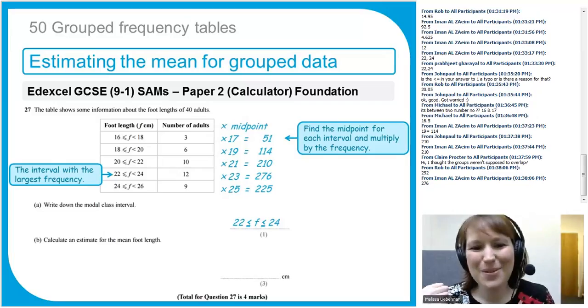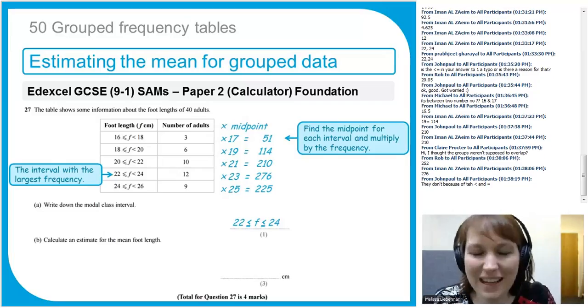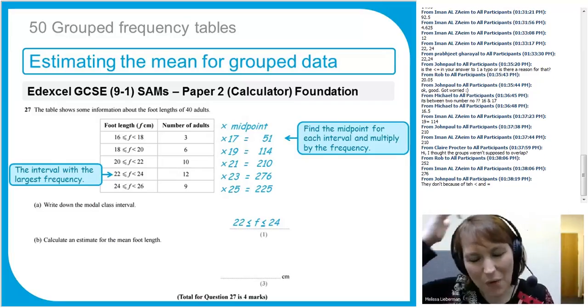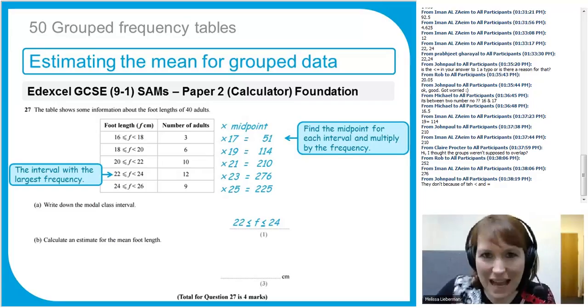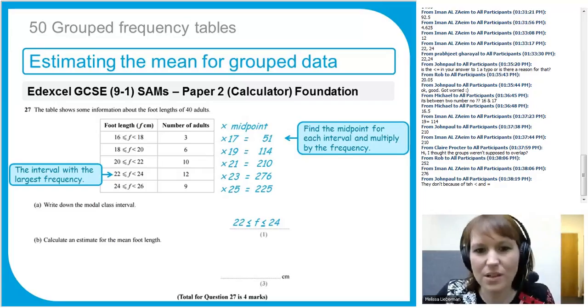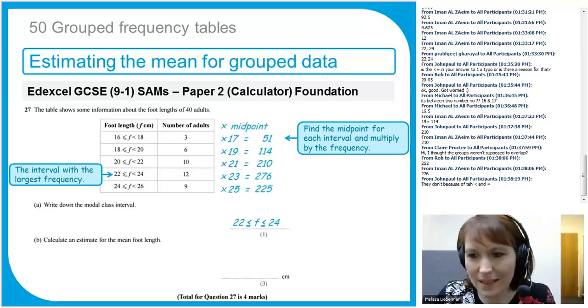Now, what we want is the total foot length. So to work out the total foot length of all of these people, we need to add all of these numbers together. 51 plus 114 plus 210 plus 276 plus 225. On your calculator, what do you get?